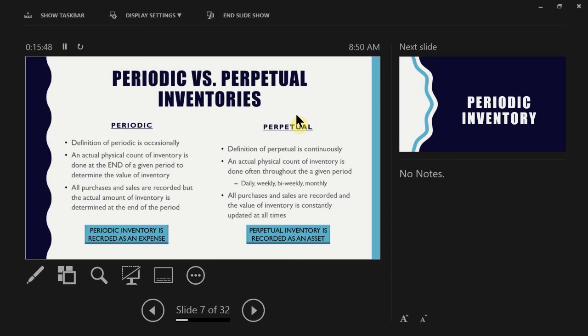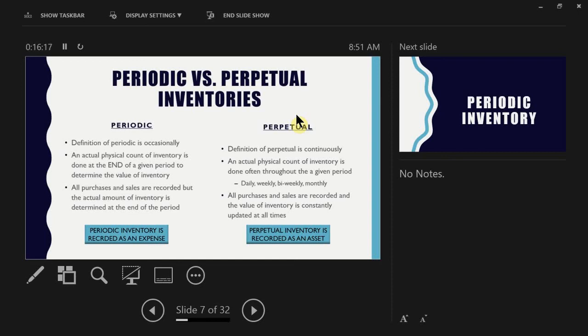So again, it could be daily, weekly, or monthly. It doesn't matter what given time you are in, you always know a rough estimate of how much inventory you actually have, because you're always updating how many items you purchase, and you're also getting rid of them every time you make a sale. So that's the difference between the two in terms of tracking.